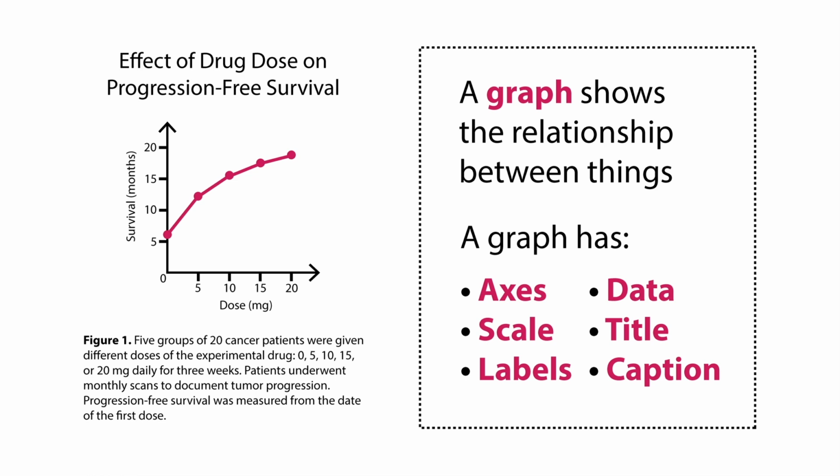A good graph should be easy to read, so it should include a title and a caption that help the reader understand what the graph is about. Many people find graphs intimidating at first, but a good graph should make the data easier to understand, not harder. In the next video, we will go over how to start with a data table and build a graph from that.